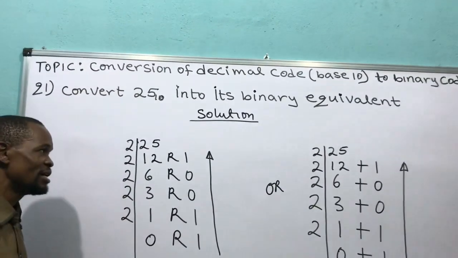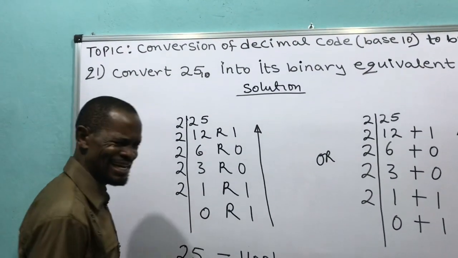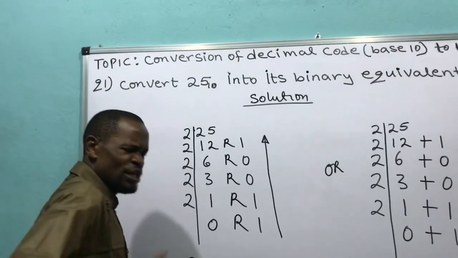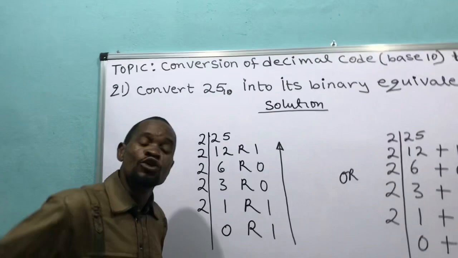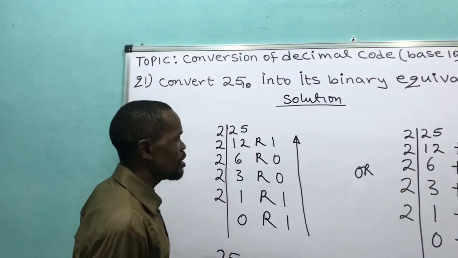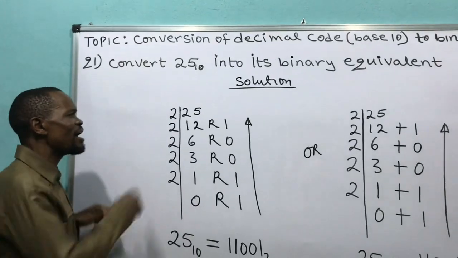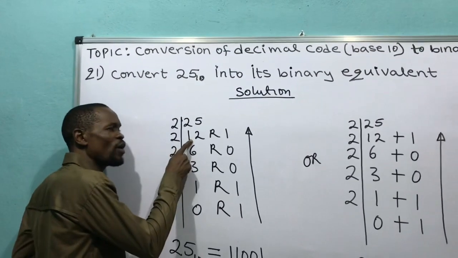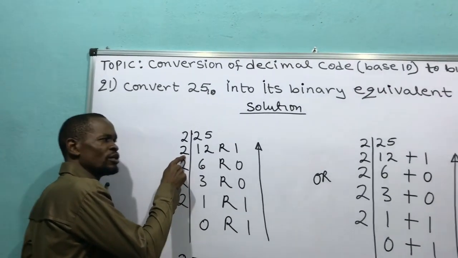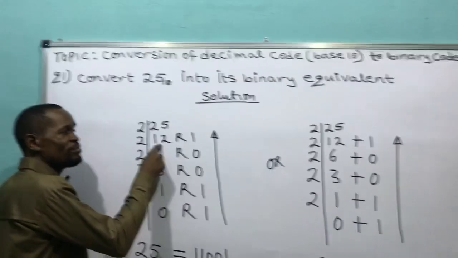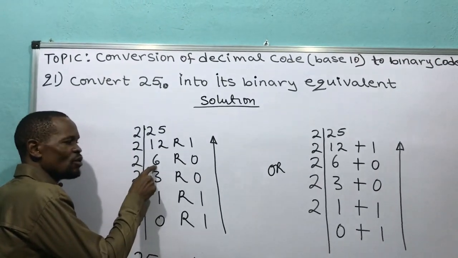What will I do? I'm going to divide through by the base I'm sending it to. From base 10, I'm sending it to base 2. Therefore, I'm going to divide whatever they give me in base 10 through by 2. Then we'll say 2 divided into 25 gives me 12, remainder 1. 12 divided by 2, then 2 divided into 12 will give me 6, remainder 0.